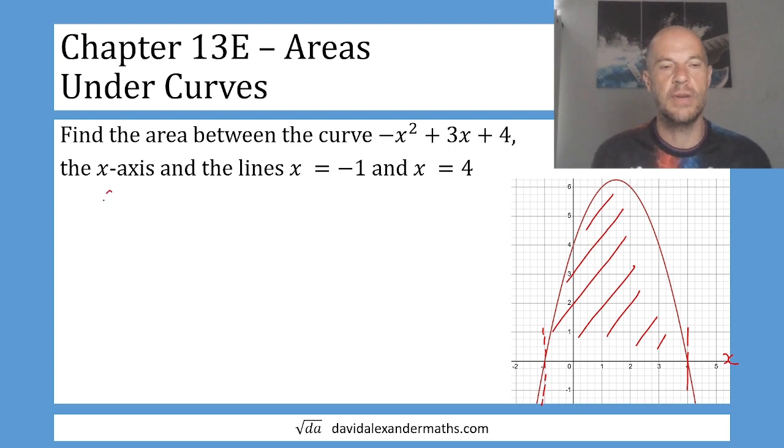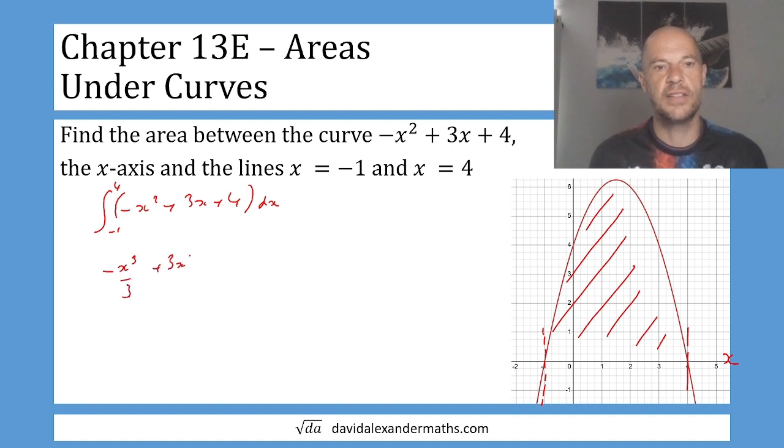So all I need to do is integrate minus x squared plus 3x plus 4 dx between the limits of 4 and -1. So let's integrate this first of all. That's going to be minus x cubed over 3 plus 3x squared over 2 plus 4x. This is a definite integral, so no plus c, and that is 4 and -1.